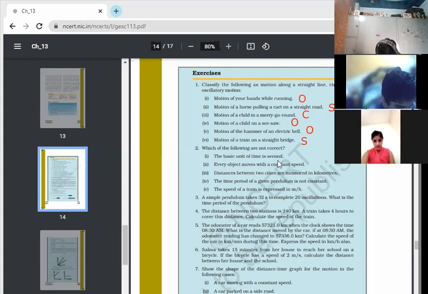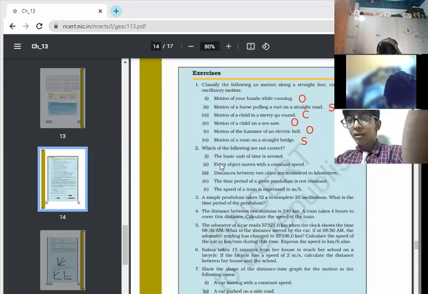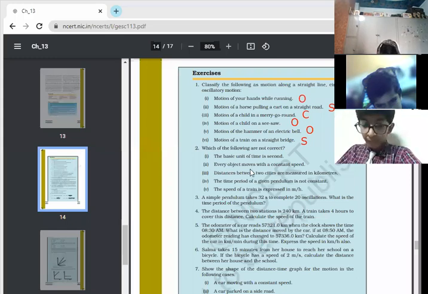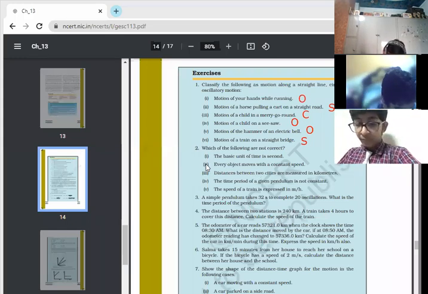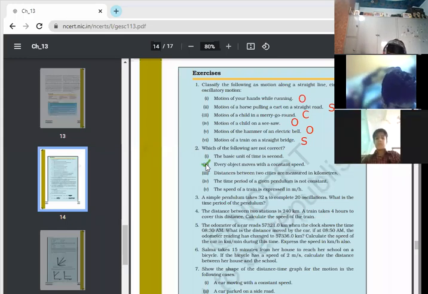The basic unit of time is second. It is true. Every object moves with a constant speed. Second, it's not true, it is false.